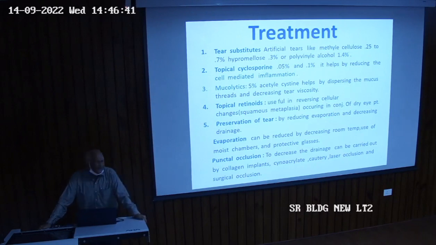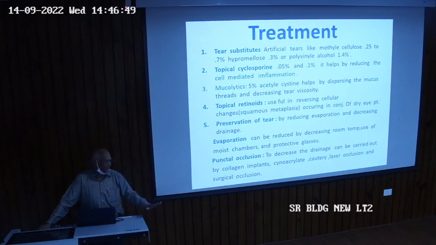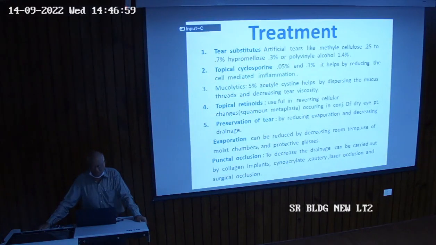And for the day and for the night, the gel. Because the gel concentration is more, it will remain for a longer period, up to the morning, so the eye will not remain dry. When we start frequent drops for dry eyes, there are certain other measures also. Preservation of the tear. How do we preserve?